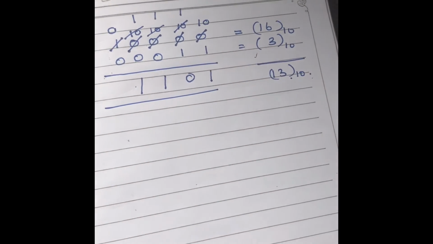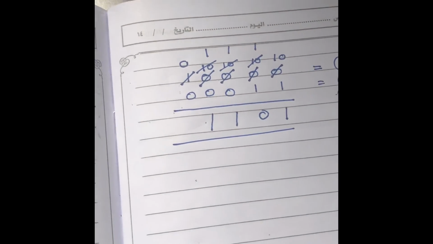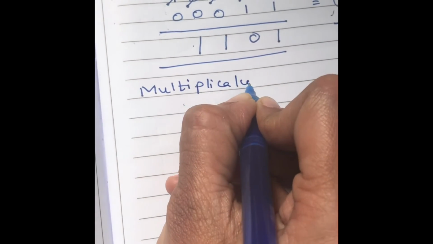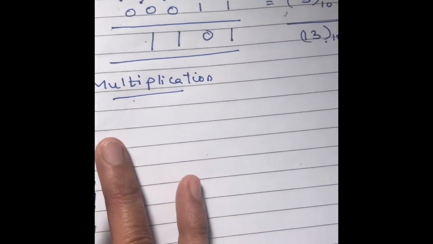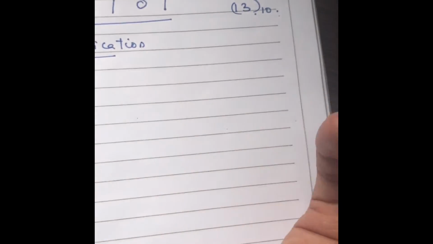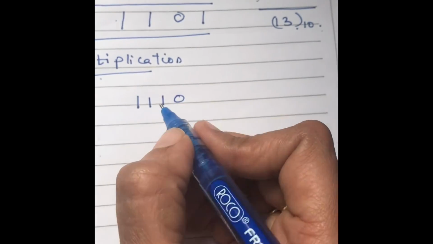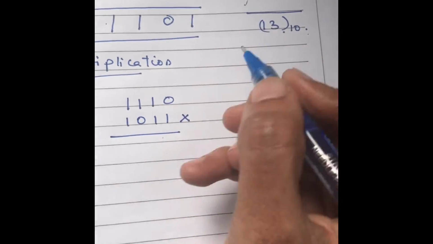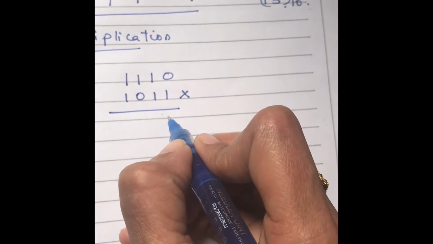I think now we are clear with some concepts of addition and subtraction. When we go on with multiplication, we use the same logic as normal multiplication. Here we can take two values, for example 1110 and 1011, and I am going to multiply them. As in normal multiplication, 1 into 0 is 0, 1 into 1 is 1, 1 into 1 is 1, 1 into 1 is 1, giving 0111. When this number is multiplied by 0, everything becomes 0. When multiplied by 1, we get 1110.